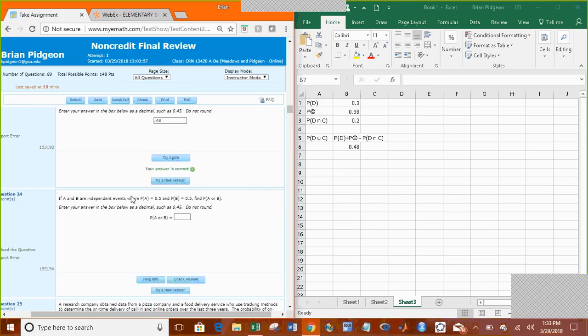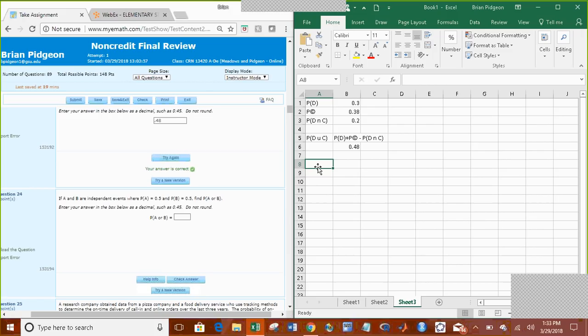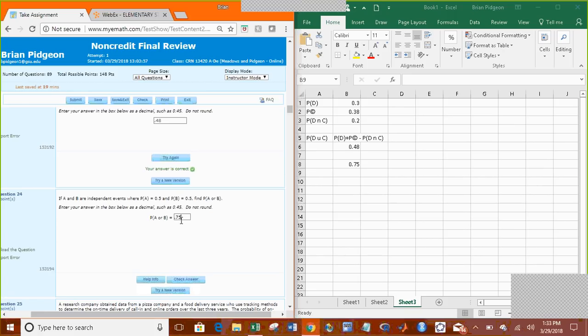So with this one though, if A and B are independent events, where probability of A is 0.5 and the probability of B is 0.5, probability of A or B is what we're looking for. But it says they're independent. So what we can do is, it's the same formula as above, probability of A plus the probability of B minus their intersection. But because they're independent, now we can multiply them to get that A and B probability. So 0.75.